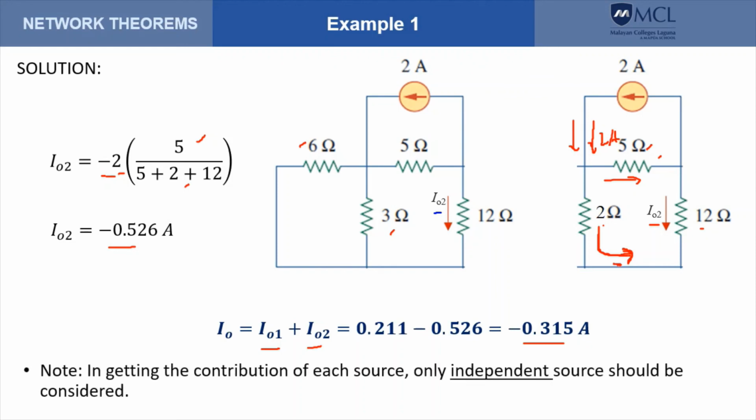Take note that in getting the contribution for each source, we only consider independent sources. If there are sources that are dependent, we don't disable them to compute for the components caused by the individual independent sources.